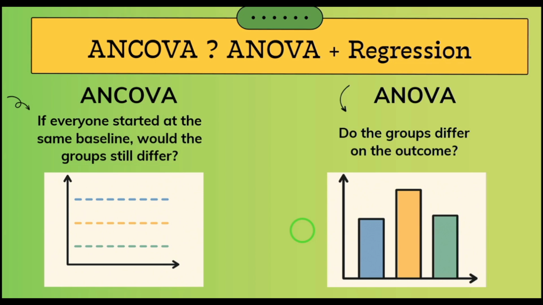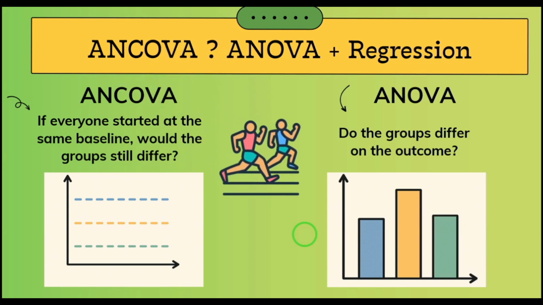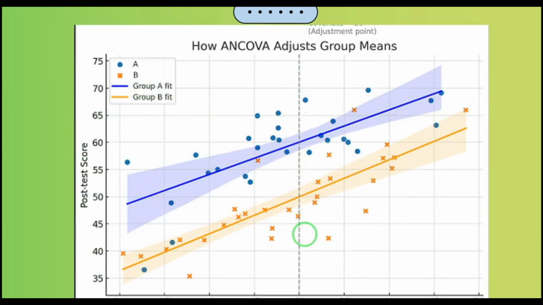ANCOVA result tells you whether the groups would still be different if we could somehow magically set them all to the same starting point on the covariate. Unlike a simple raw comparison, unlike the one that we do in ANOVA, it's literally a different comparison. It's like running a race where everyone starts at the same line instead of letting one group or 2 groups start 10 meters ahead. So to better understand it, let's see a real visualization here.